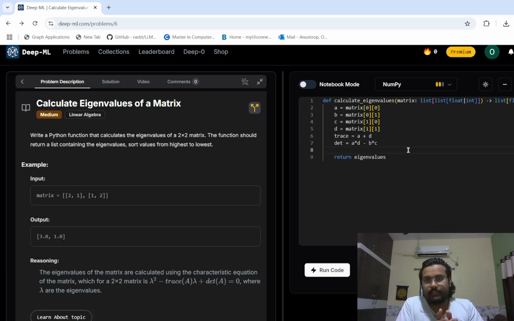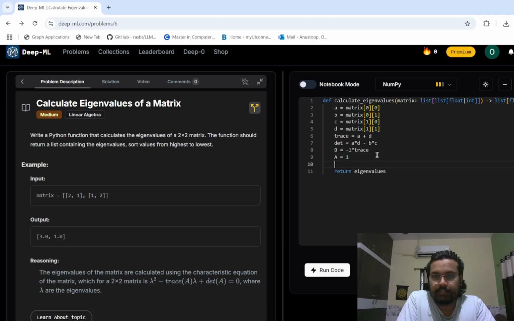Now, once we have the trace and the determinant, we know how to find the roots of any quadratic equation. If you have the equation ax square plus bx plus c equals 0, roots are minus b plus or minus the discriminant by 2 times a. So in any 2 by 2 equation, a is basically 1. So we just have a denominator of 2, and b is negative of trace, right? So let me just define this. B is minus 1 into trace. If you just compare, A is 1 and C is the determinant as it is.